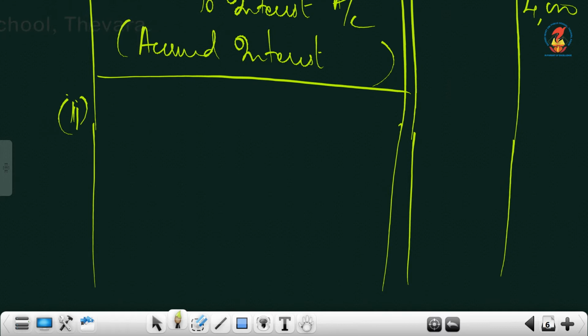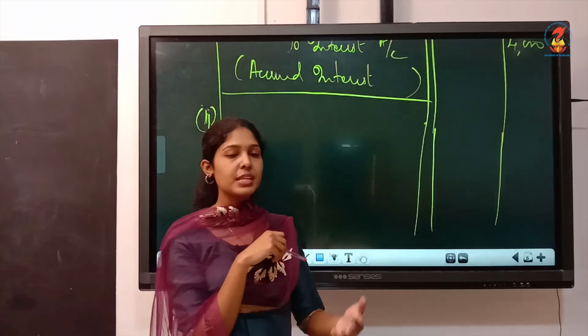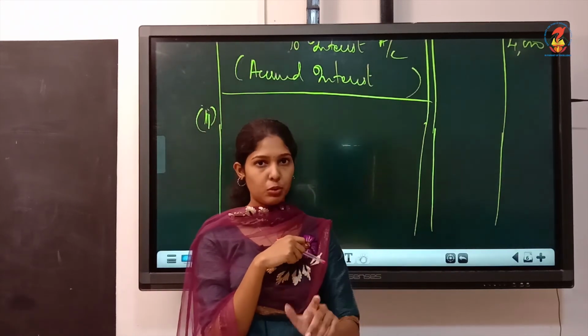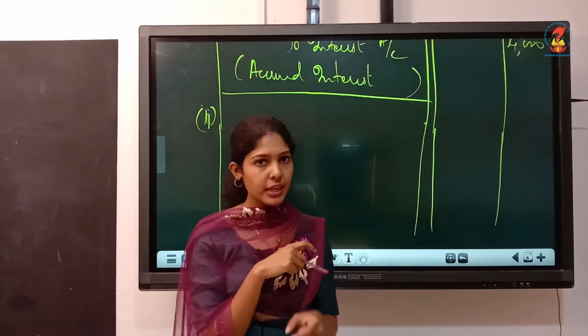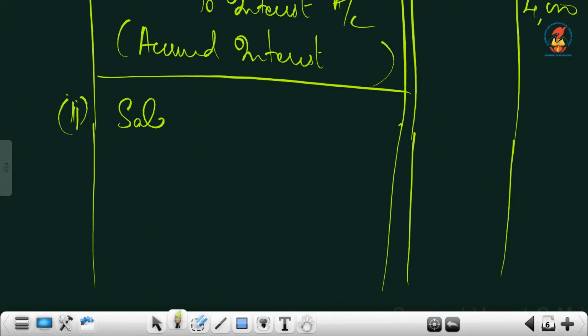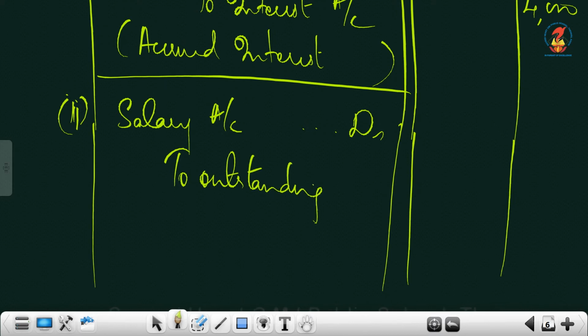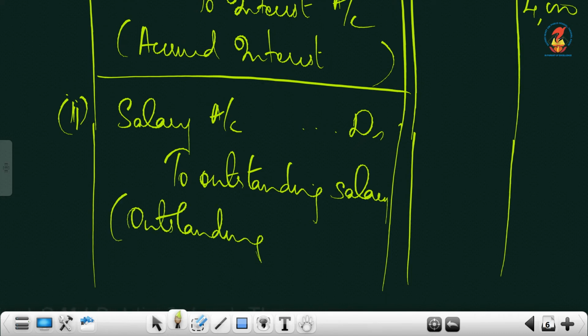The next one, salary due to staff. Did they say that salary paid? No. It is due to staff means it is payable. So it is outstanding salary. What is the journal entry? Concerned expense, that is salary account debtor to outstanding salary means liability that should be credited. So to outstanding salary. You can write the narration, outstanding salary.